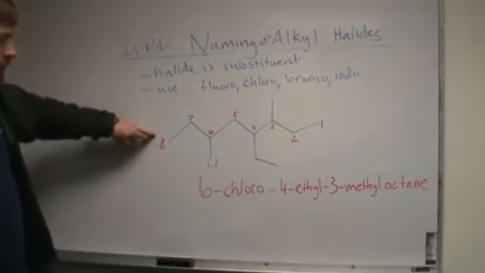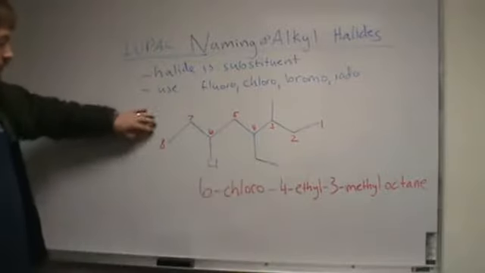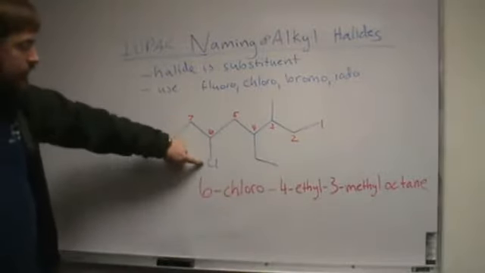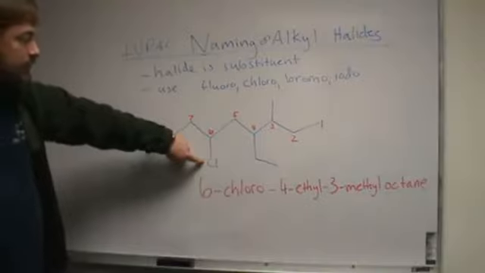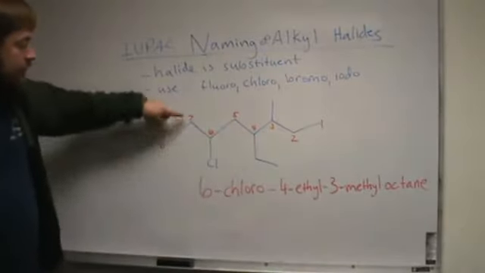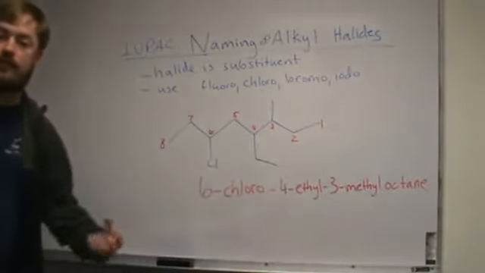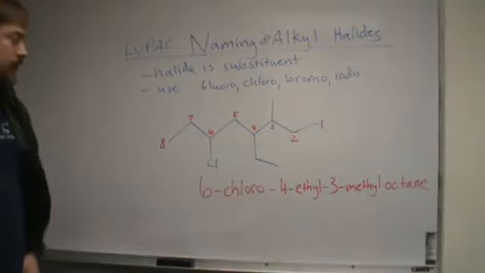If I'd started my numbering from over here, I would have gotten octane as well, and I would have gotten 3-chloro, but the second substituent would not have been at carbon 4, it would have been at carbon 5. 1, 2, 3, 4, 5. Therefore I started over here so that all of my substituents got the lowest numbering possible.